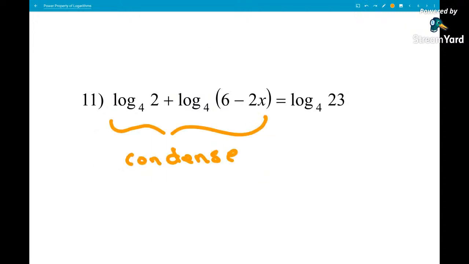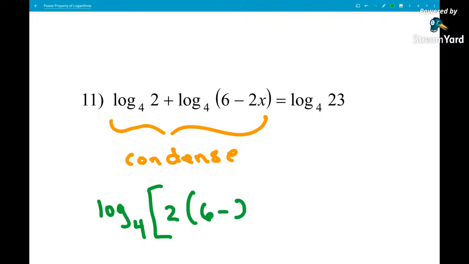By writing this as log base 4. I'm going to use a bracket here of the 2 times 6 minus 2x.